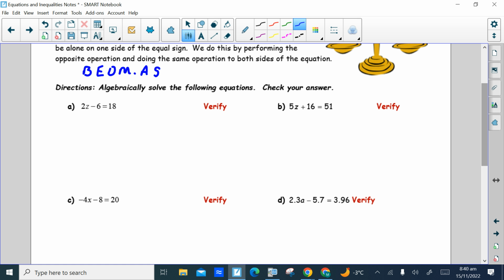A minus 6. What's the opposite of subtracting 6? Adding 6. So that's our first step. We're going to add 6 to both sides. This is algebraically solving. We're showing what we're doing to both sides. So the minus 6 plus 6 on the left cancels. And you've got the 2Z by itself on the left. And on the right side, 18 plus 6 is 24.